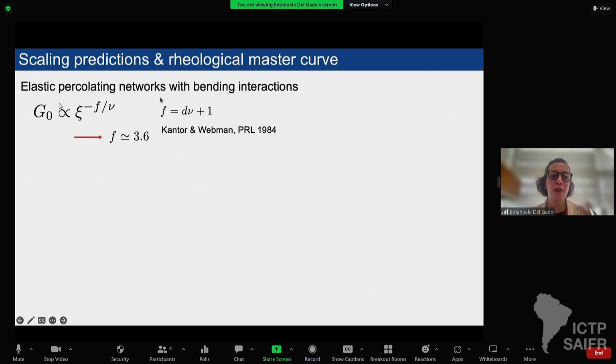And here we use the prediction of a model that was developed for springs with bending stiffnesses, because this is what we have here. And so basically, the modulus should scale with the correlation length with this type of exponent, where f was estimated in this way from the critical exponent of the correlation length.